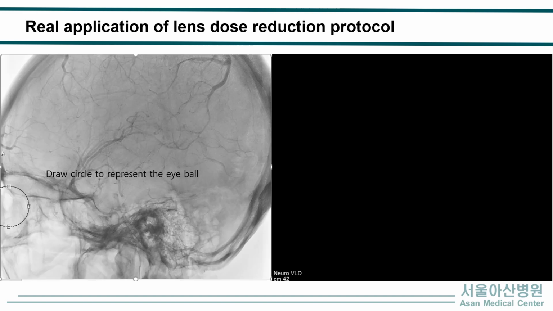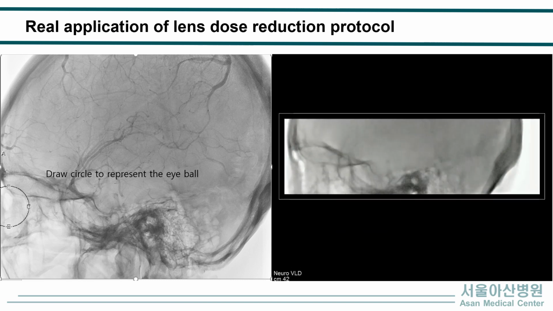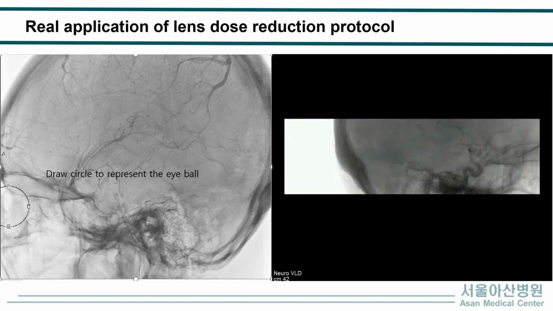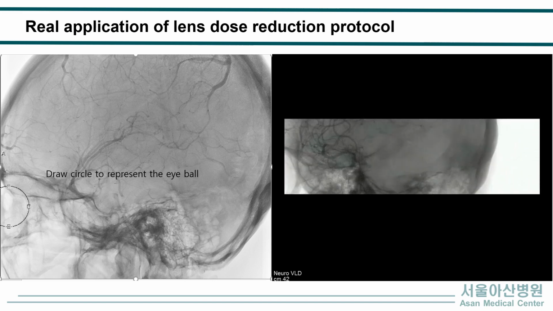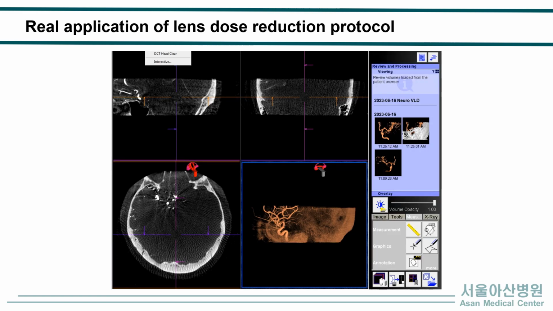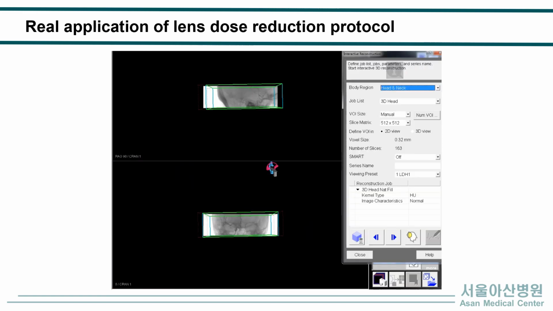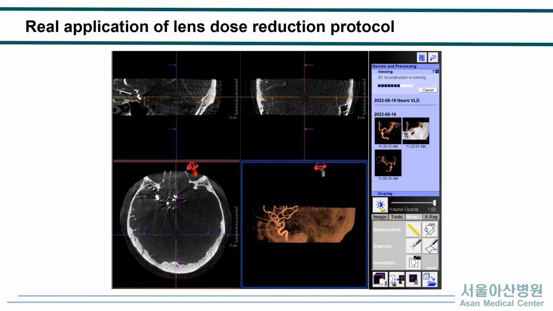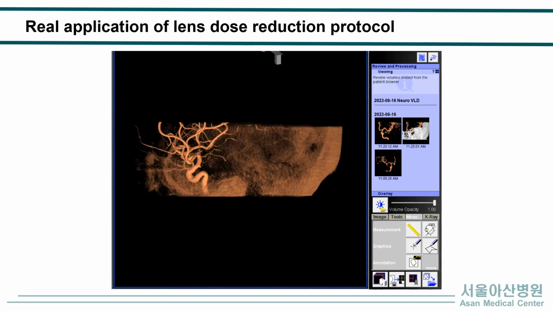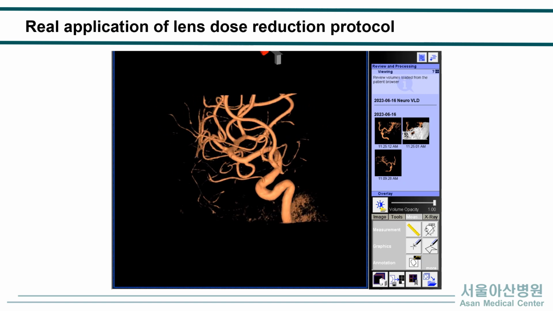Then, after collimating the FOV in 3D, raise the table to align the front end of the FOV right behind the choroidal blush, using the marked circle as a reference. After obtaining the 3D, the FOV was manually reduced to improve spatial resolution, and interactive reconstruction was performed. Then, the final volume reconstructed image was obtained like this.